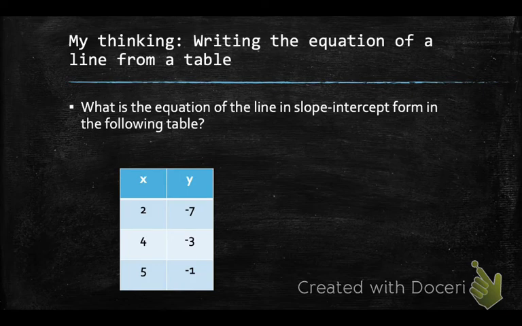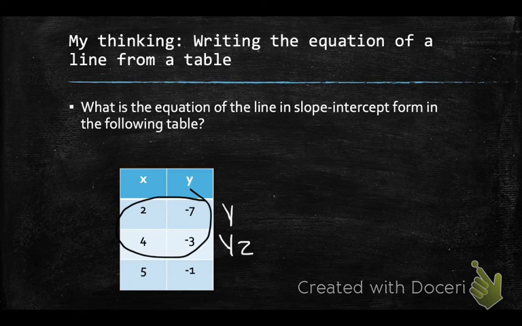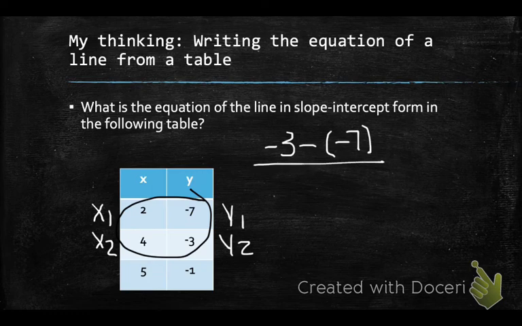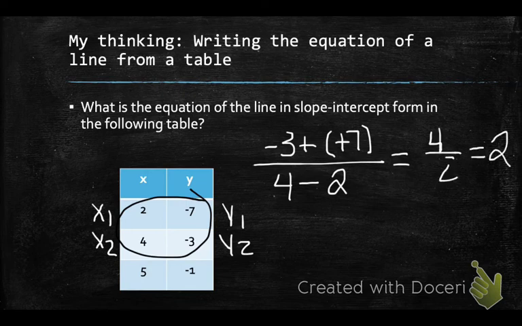Okay, writing an equation of a line from a table or from a set of ordered pairs is not super complicated. So we pick 2 points. Doesn't really matter what 2 points. I'm going to pick the first 2 here because then we can use the slope formula. So we'll say this is y2 and this is y1 and this is x1 and x2. So -3 minus -7 over 4 minus 2 equals 4 over 2, which equals 2. So from here, though, we have to find the y-intercept.